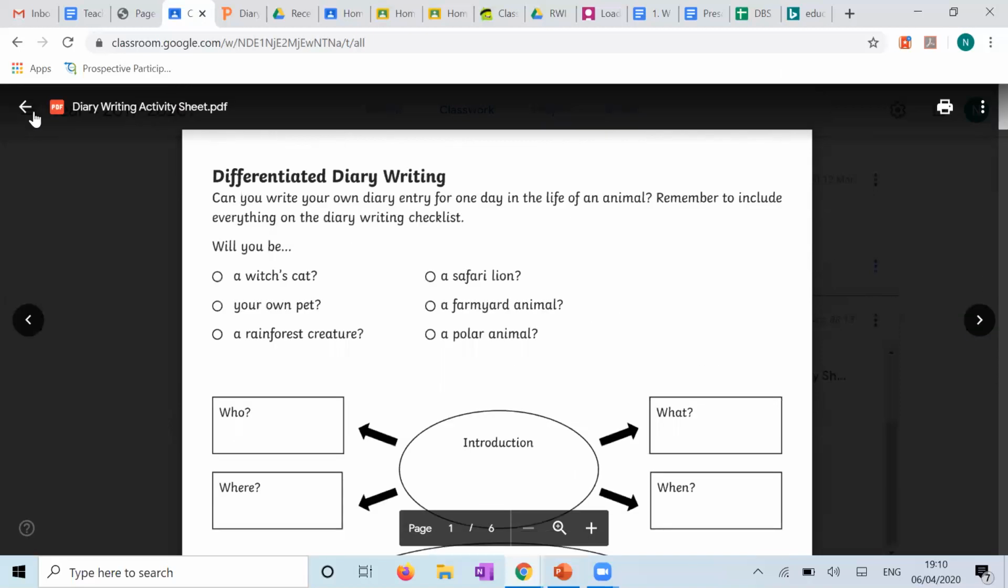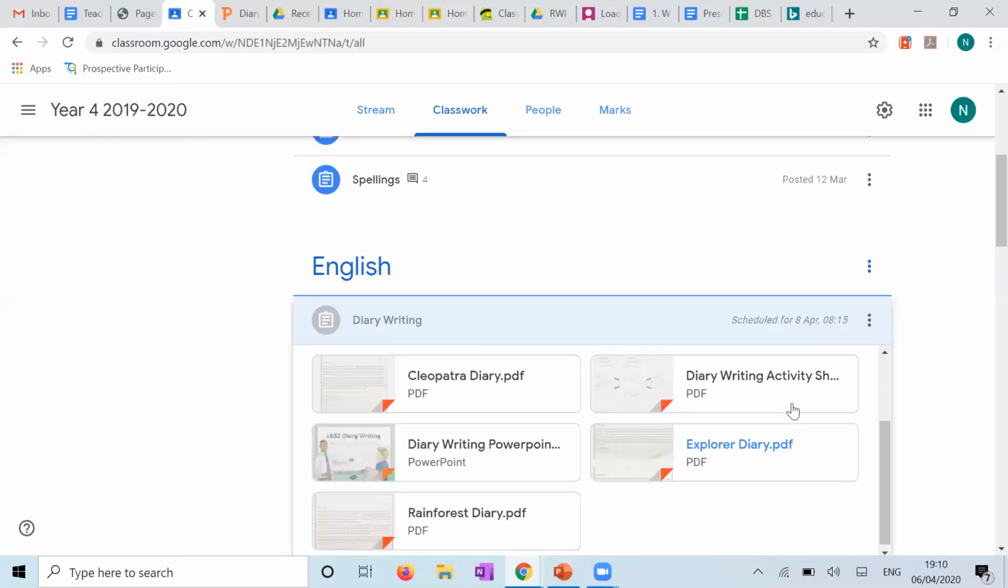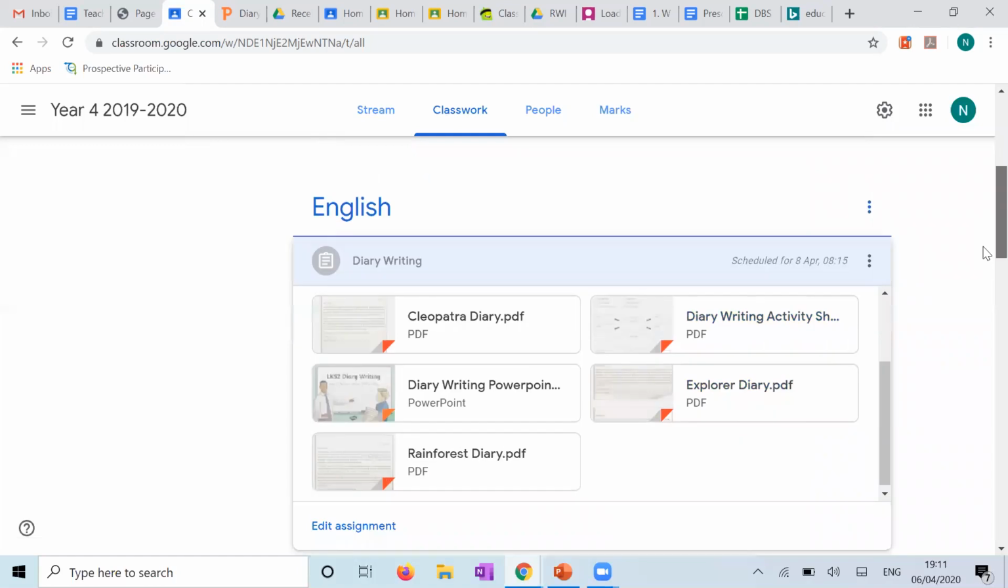So again, you're not doing this on the worksheet. No need for any printing for this activity. You can come back and listen to this video at any point, or you can read through the PowerPoint on your own, read through these examples of diaries, and then have a go at writing your own diary entry yourself.